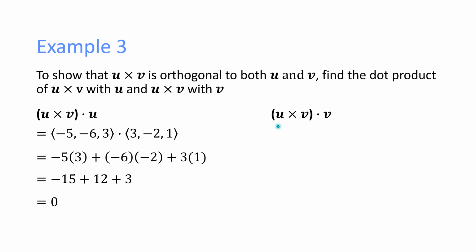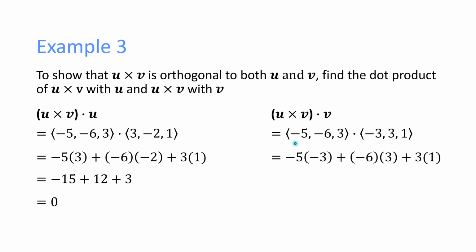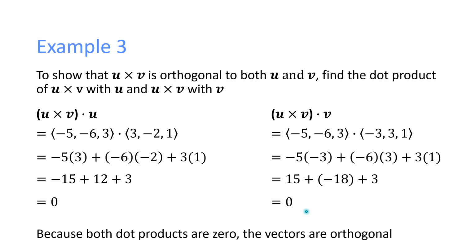Now we will work out u cross v dot v. U cross v, as we worked out previously, is negative 5, negative 6, 3 dot negative 3, 3, 1. This gives us negative 5 times negative 3, negative 6 times 3, and 3 times 1. If we simplify this further, this would give us 0. And because both dot products are 0, the vectors are orthogonal.